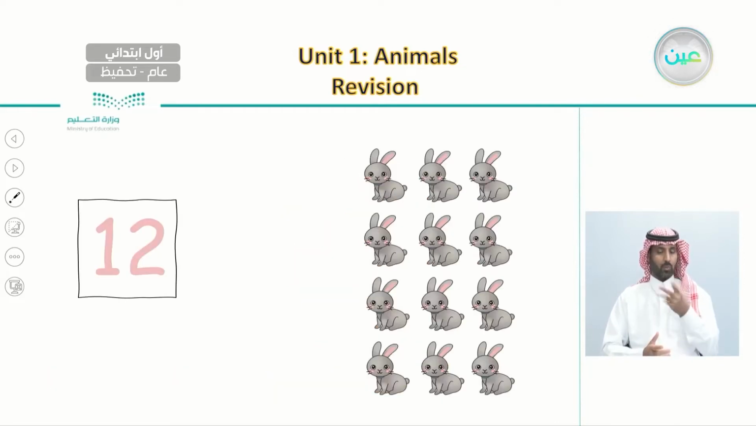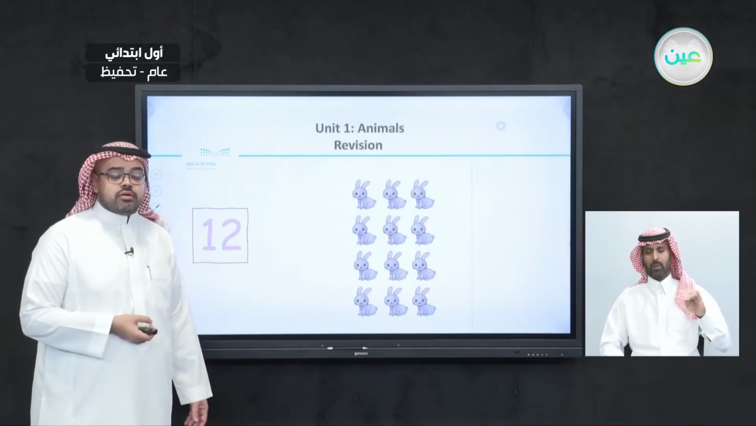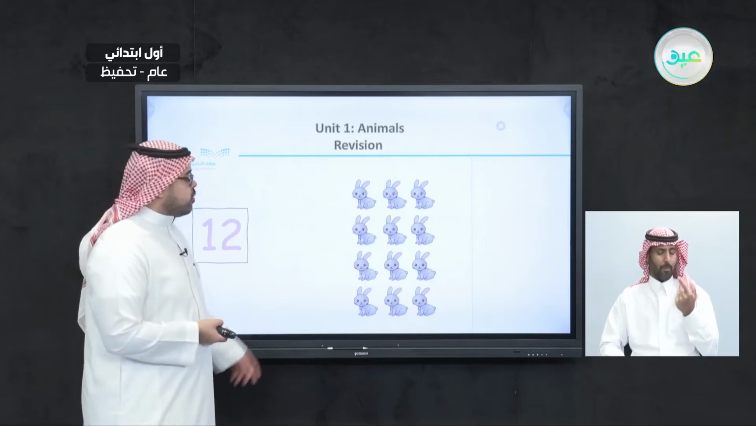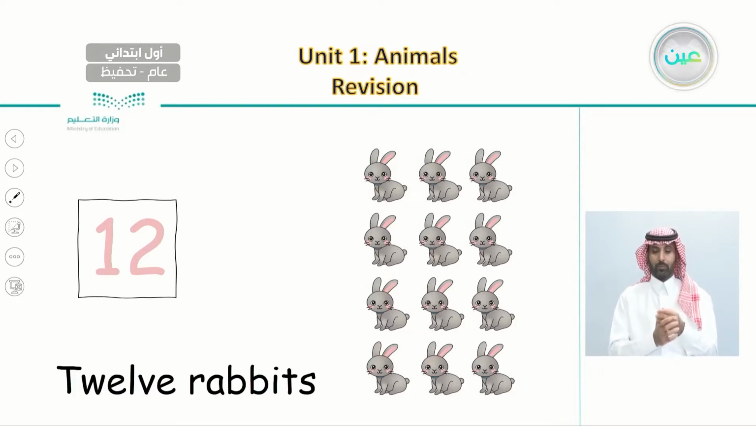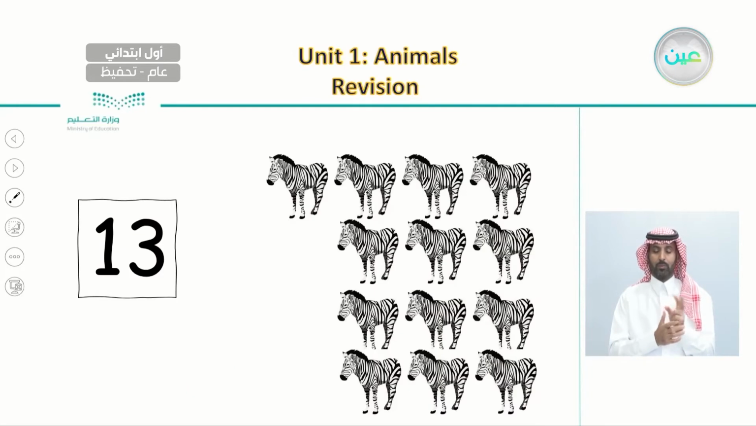What do we call this animal? This is a rabbit. And how many rabbits can we see here? Let's count them. So here we have 1, 2, 3, 4, 5, 6, 7, 8, 9, 10, 11, and 12. So here we have 12 rabbits. Now let's move on to the next one.